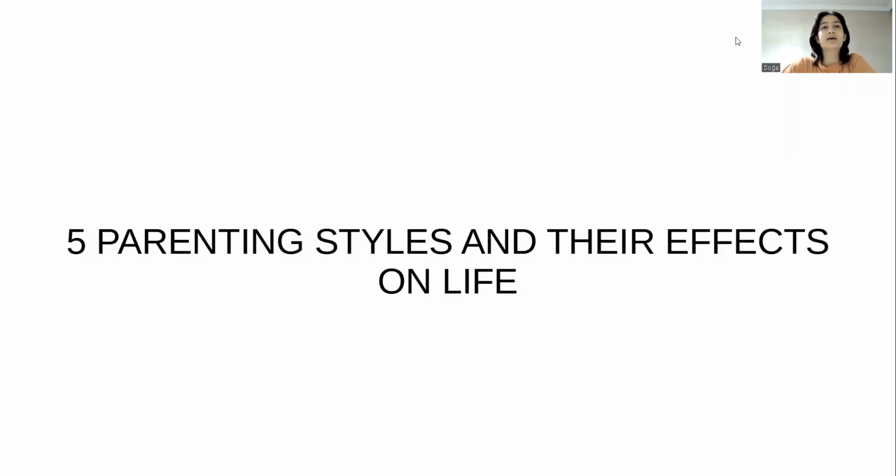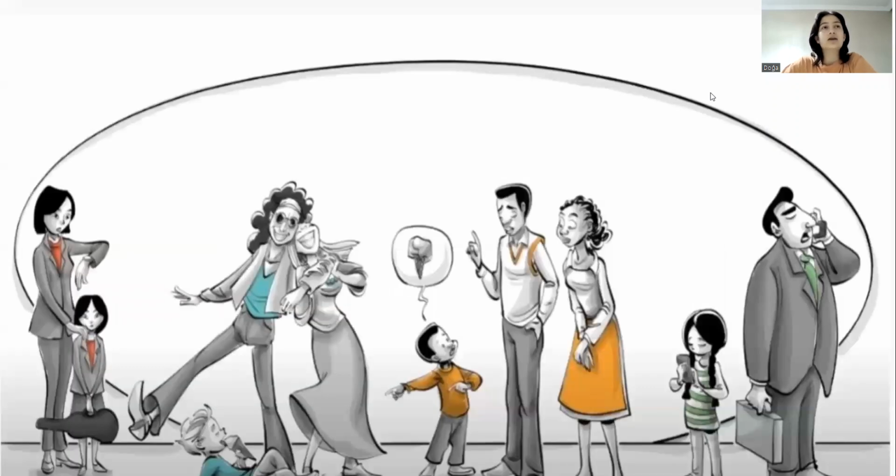Today I'll be talking about 5 parenting styles and their effects on life. Here we can see 4 types of parents. These parents are authoritarian parents. They are controlling and they demand obedience without considering the child's point of view.